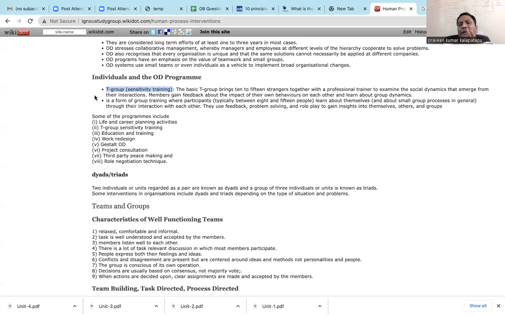T group is like a sensitivity training where you bring some 15 odd strangers together, make them sit and analyze their social dynamics, make them talk together, understand their own behavior and the behavior of others, and learn how group dynamics really work. This is one type of sensitivity training. Sensitivity training is a broader term, where you are sensitizing people on certain aspects.